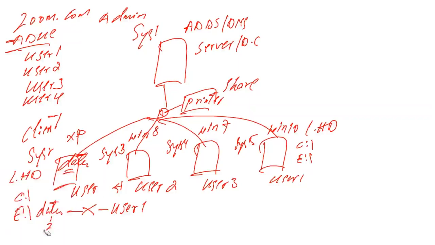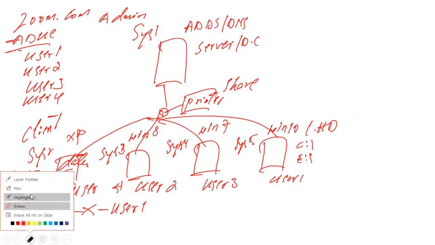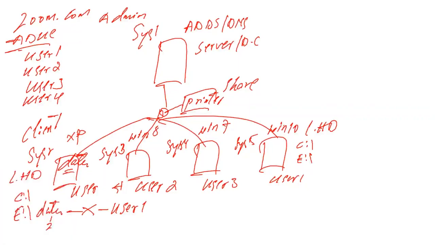But if I log in as user 1 on this machine, can I access the E drive? Can I access the data folder? Can I access file 1, file 2? Can I create new files here? Yes, we can create. We can add something. Once you click save, it's going to be stored in the data folder.